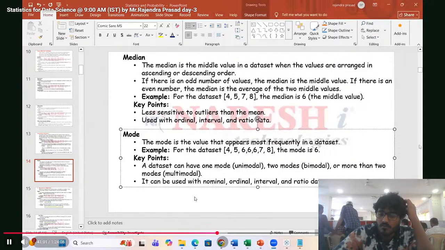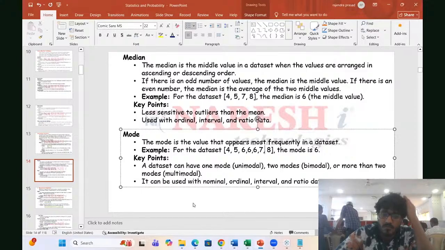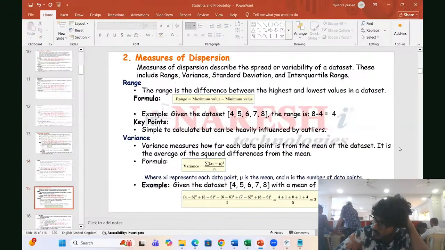See, being a statistical fellow, if I'm not giving these examples, it's useless. That's what I'm saying. You people already know statistics, guys. You are already using it, but you don't know that it is statistics. That is the only difference. Now I'm helping you people connect with your real time. That's all. Clear? Next, we are going to see the measures of dispersion.